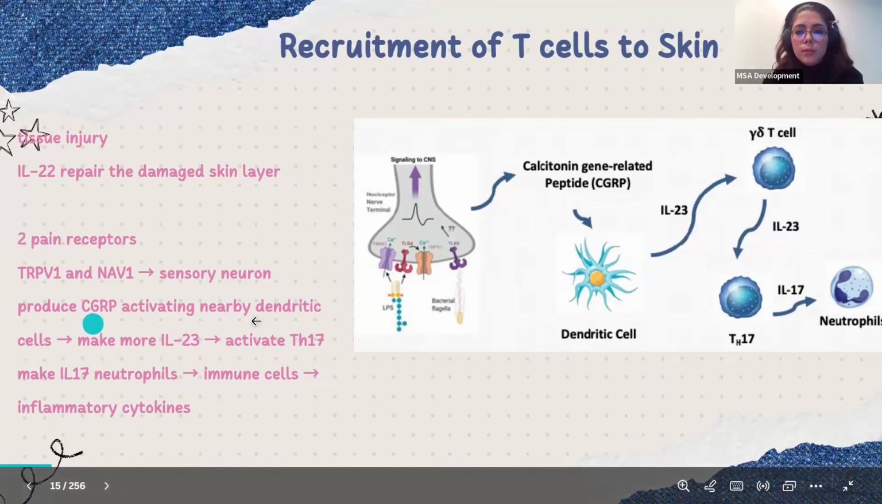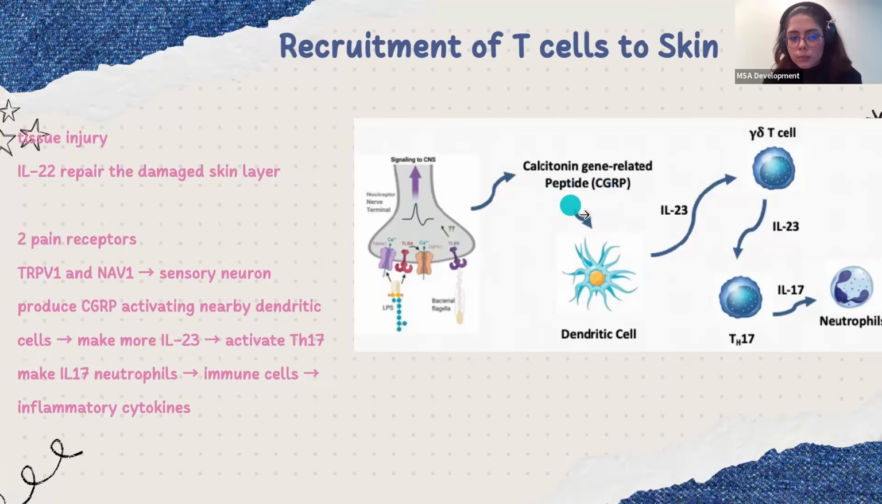They produce CGRP, calcitonin gene-related peptide, and they activate nearby dendritic cells. The dendritic cells release interleukin 23. Interleukin 23 acts on gamma delta T cells, and this T cell works on Th17. Th17 works on neutrophils. Th17 releases interleukin 17.